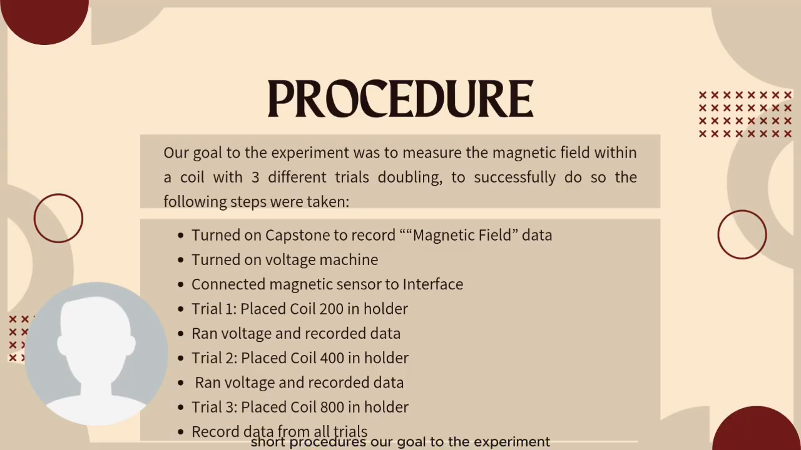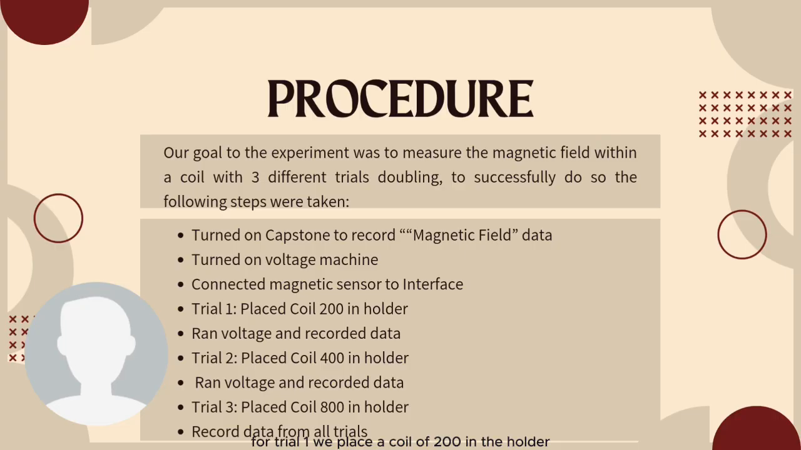For the procedures, our goal in the experiment was to measure the magnetic field within a coil over 3 different trials, doubling the turns each time. To successfully do so, the following steps were taken. We first turned on Capstone to record the magnetic field data, then turned on the voltage machine, and then connected a magnetic sensor to the interface in order to collect the data.